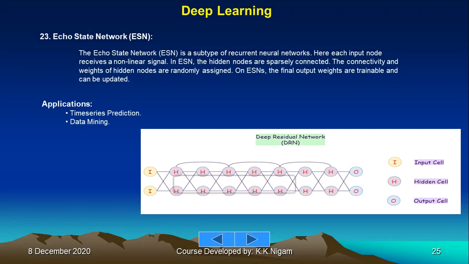Now, echo state network, ESN. This echo state network is a subtype of recurrent neural network. Here, each input node receives a non-linear signal. In ESN, the hidden nodes are sparsely connected. The connectivity and the weights of hidden nodes are randomly assigned. In ESNs, the final output weights are trainable and can be updated. Applications include time series prediction, data mining, etc.